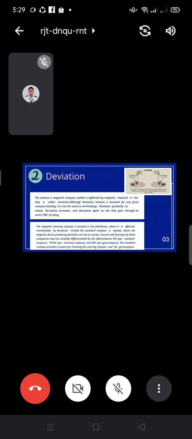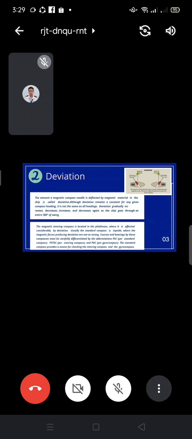So, two, deviation. Deviation is the amount a magnetic compass needle is deflected by magnetic material. The change is called deviation. Although deviation remains constant for any given compass heading, it is not the same on all headings. Deviation gradually increases, decreases, and increases again as the ship goes through an entire 360 degree swing.